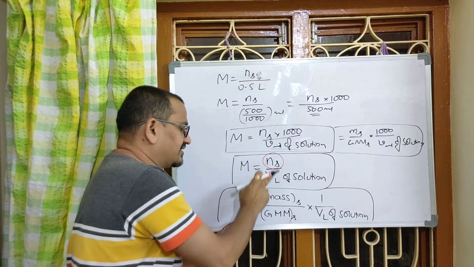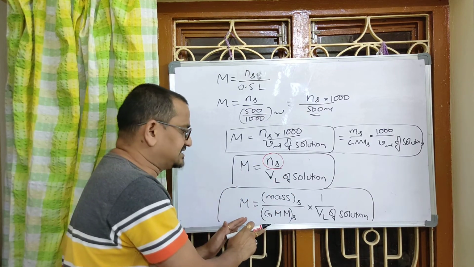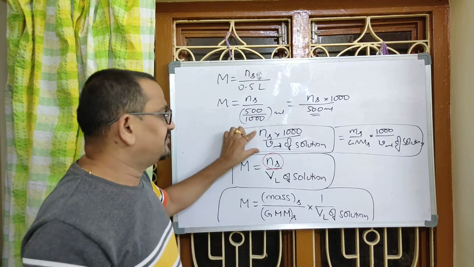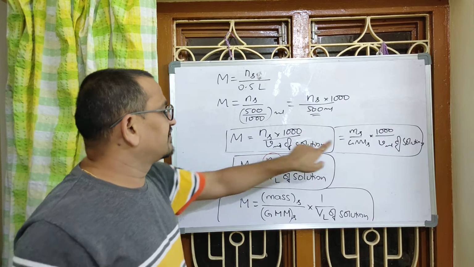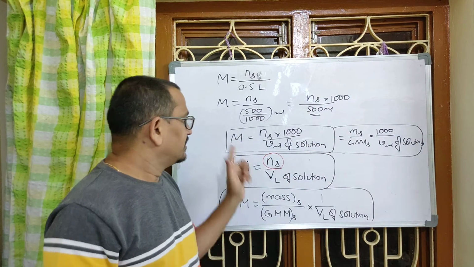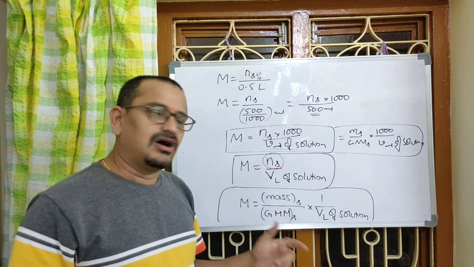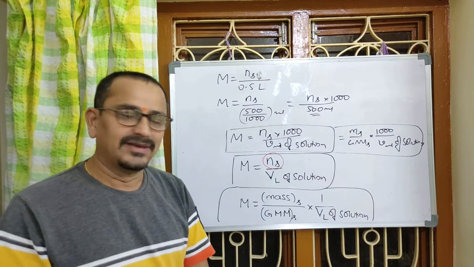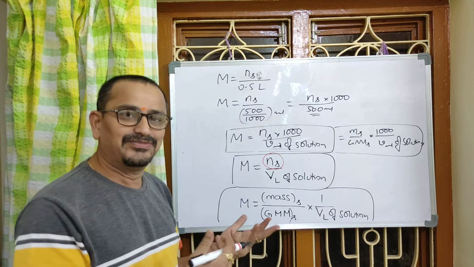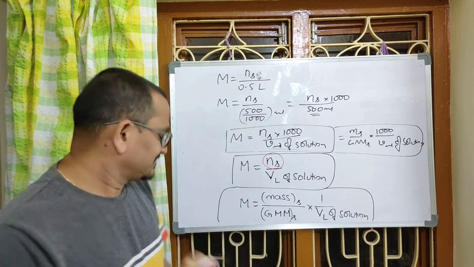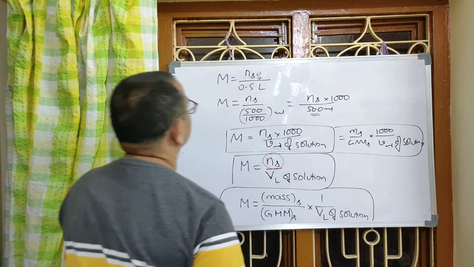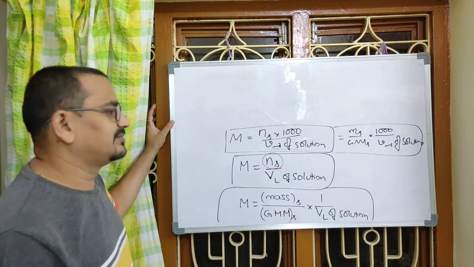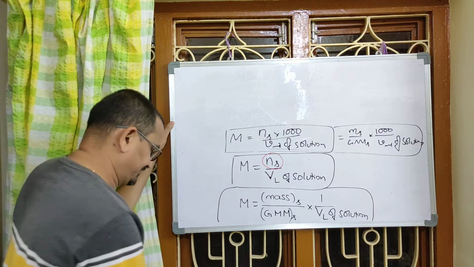After substituting number of moles with mass by molar mass, this is another formula. When volume is given in milliliters instead of liters, this is the relation. Even in this, number of moles is substituted. On any one of these relations, numericals will be raised. Now let us solve some numericals. These are the formulas we have to remember to solve numericals.